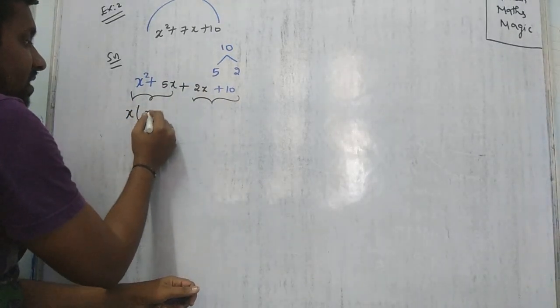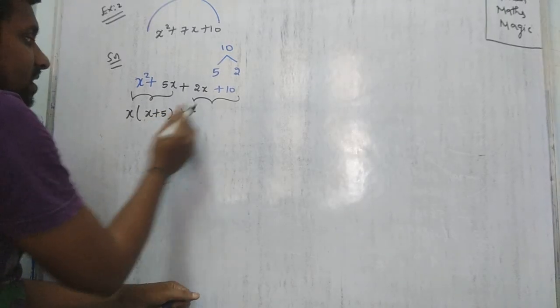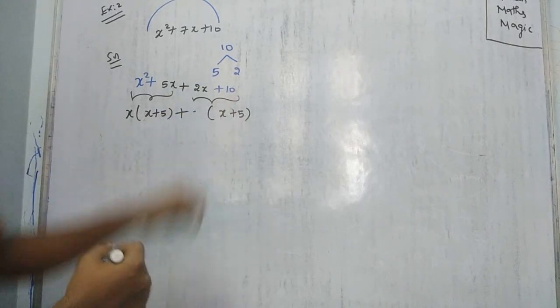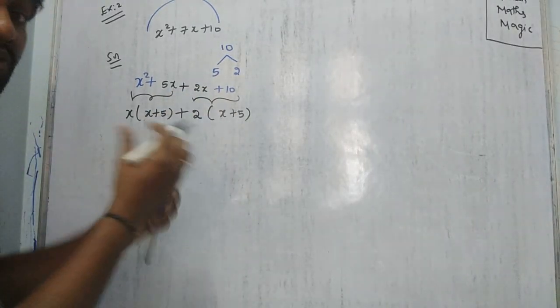From the father, take x common, x plus 5. In the mother, here also it should be x plus 5. So which number will you take common from the mother? I have taken 2 common. Like this you have to think.